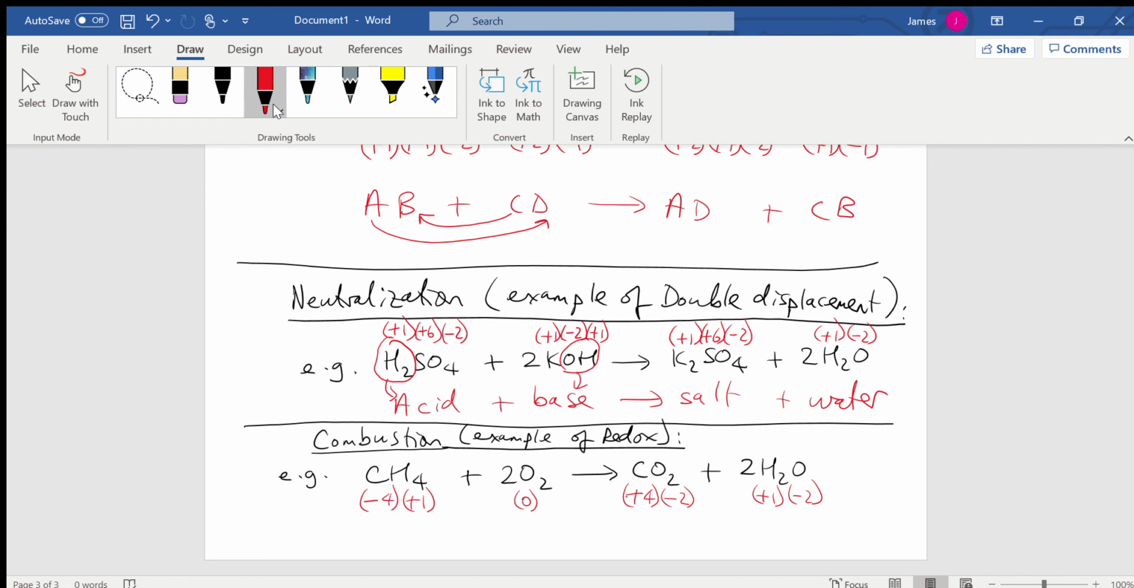So hydrogen's not changing oxidation state. And that's pretty common, it very seldom does, but carbon is going from the negative four oxidation state to the plus four. That's an increase, so that's oxidation. And oxygen, if I can squeeze that on, depending on which oxygen you care to look at, is going from the zero oxidation state to the negative two. So that is a decrease, so that's reduction in oxidation state.